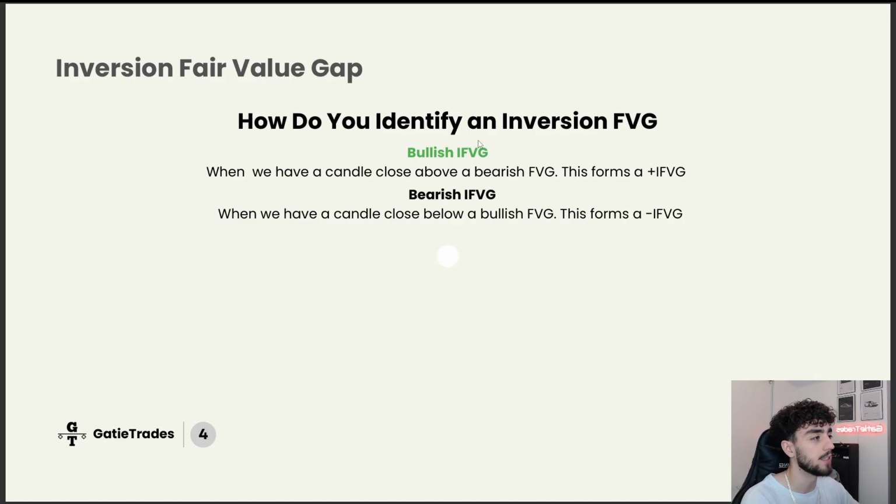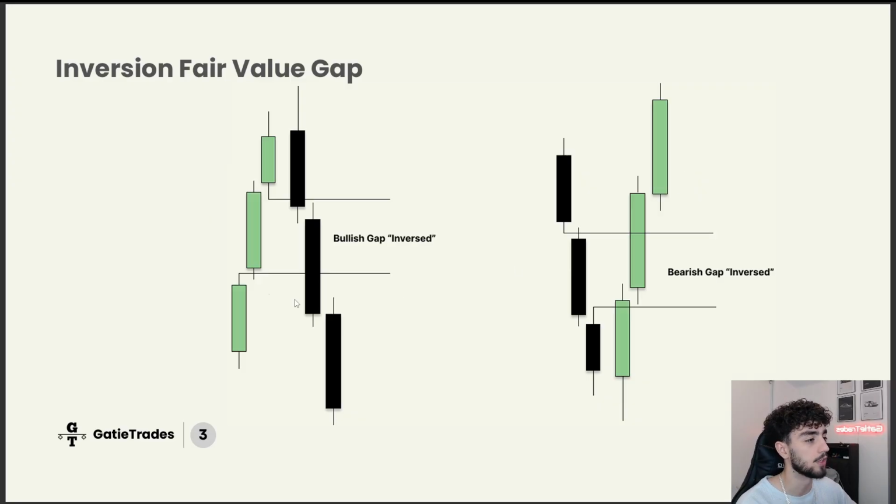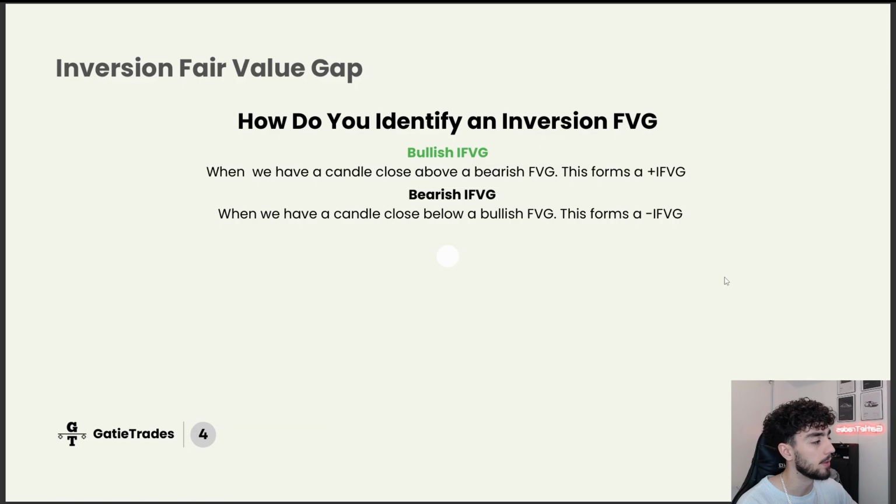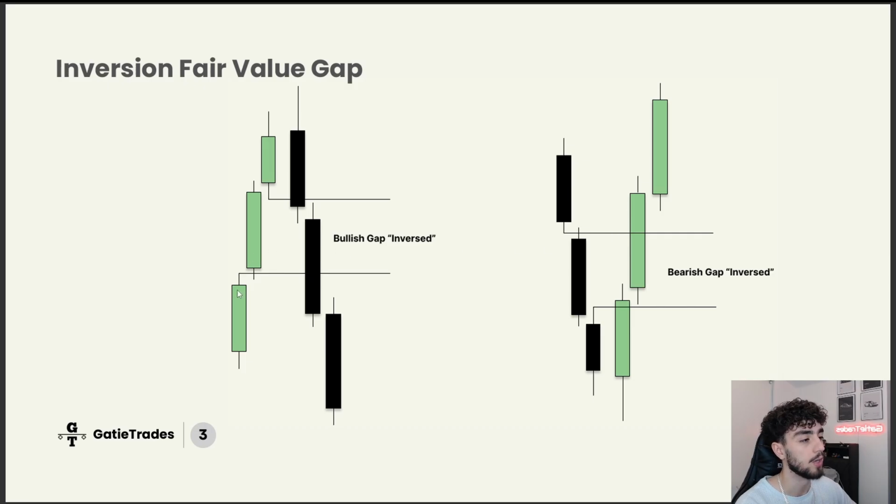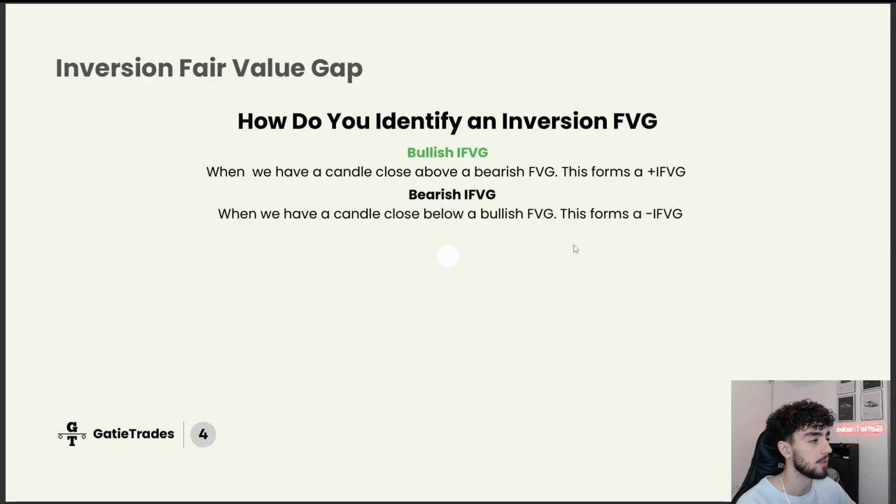So how do you identify an inversion fair value gap? When we have a bearish fair value gap and a candle closes above it, this forms a bullish inversion. Right here, we have a bearish fair value gap, and when we close above it, we have a bullish inversion. In the second example, to annotate a bearish inversion fair value gap, when we have a candle close below a bullish fair value gap, this forms a bearish inversion, or as we said, a premium fair value gap instead of a discount one.